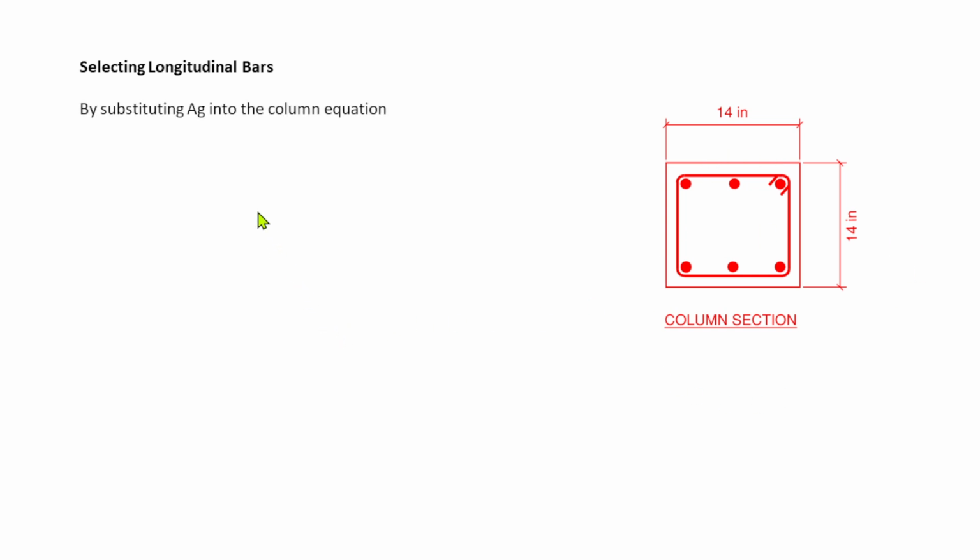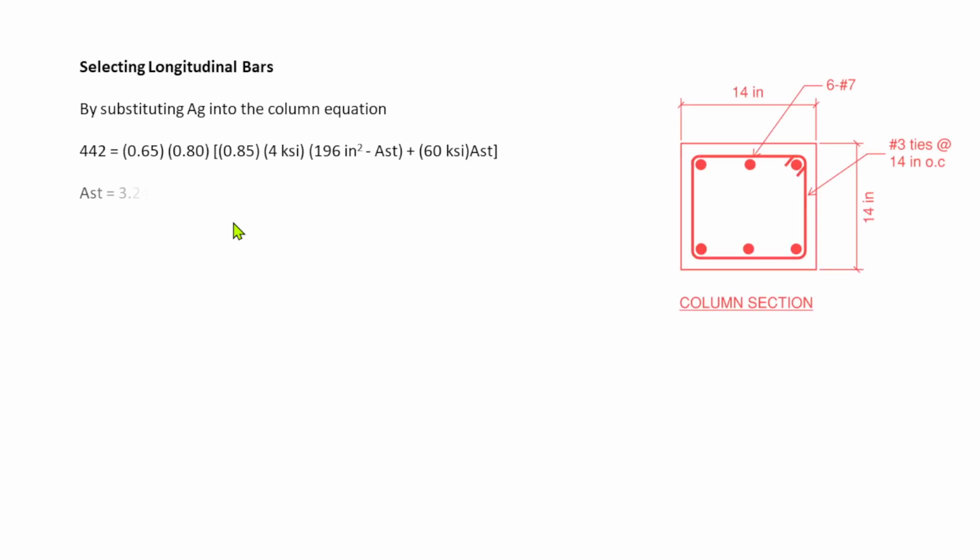By substituting the actual area of the column, 14 inches by 14 inches, into this equation, we will get the required area of steel, 3.28 square inches. So let's say we use number 7 bars, the actual area is 3.61. So a little bit higher than the calculation from this equation here.